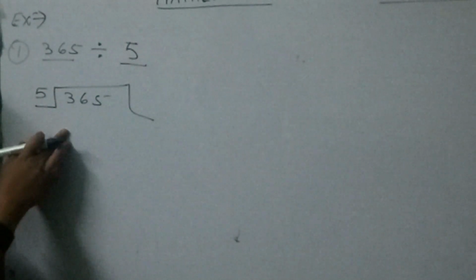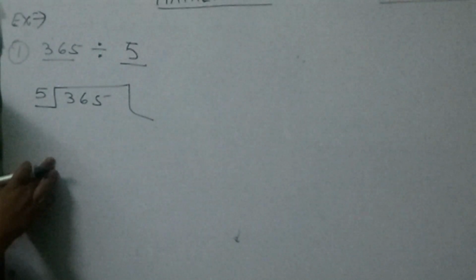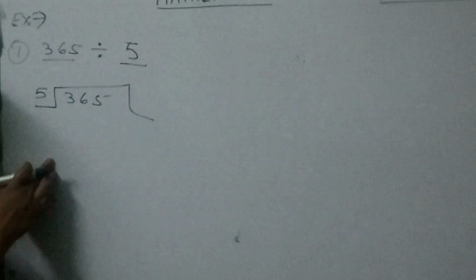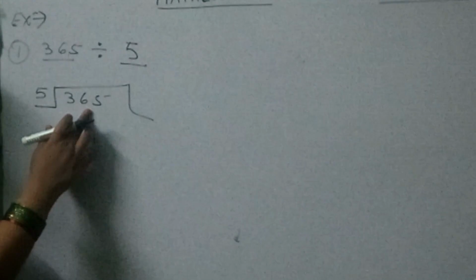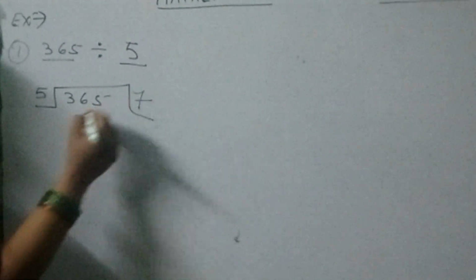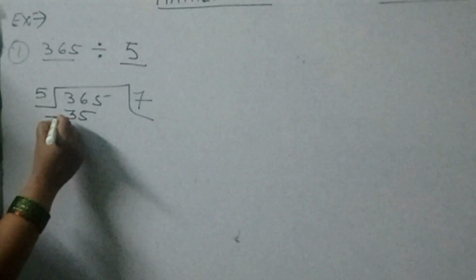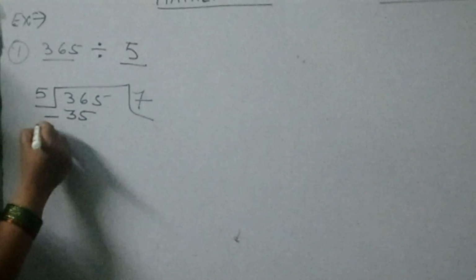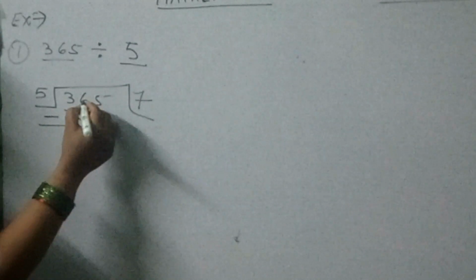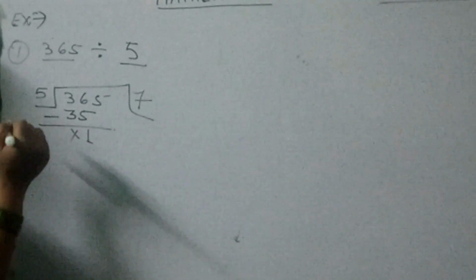Okay, then 5 7s are 35. 5 8s are 40. If you read 5 8s are 40, then it will be greater than 36. So we will take 7 here, 5 7s are 35. And afterwards you have to put the minus sign. Then subtract the number. 6 minus 5 is 1 and 3 minus 3 is 0. Put the cross mark.